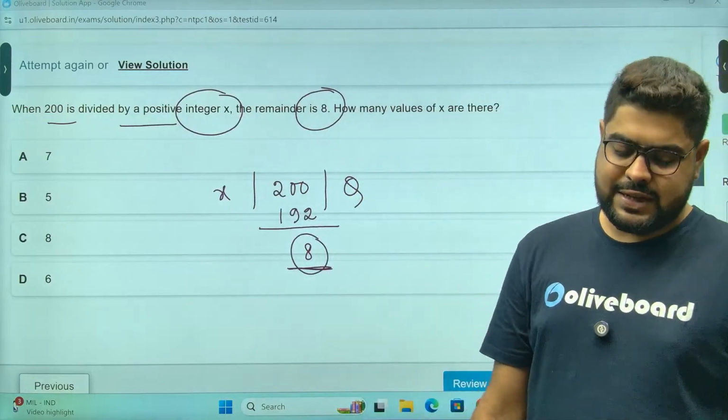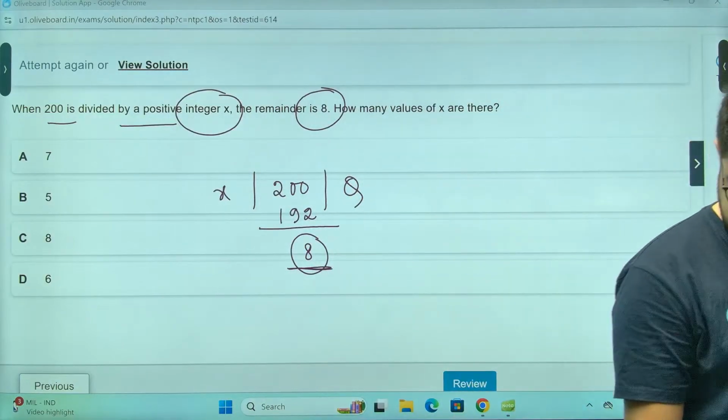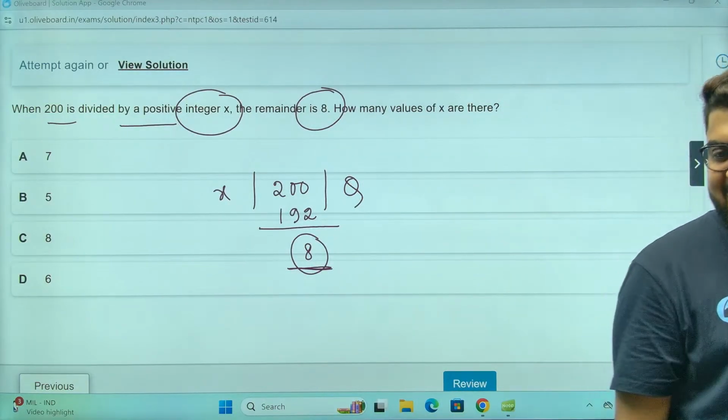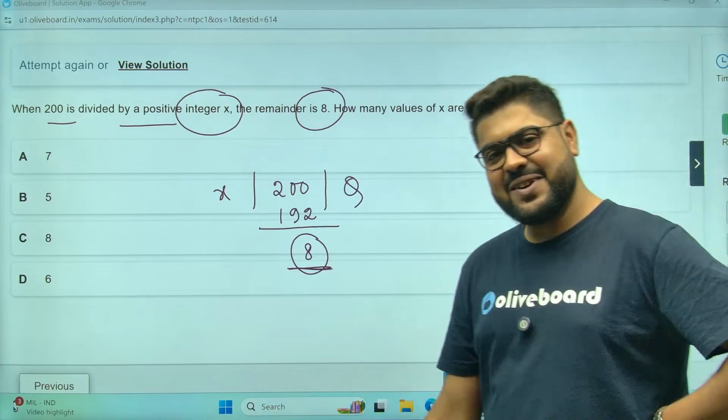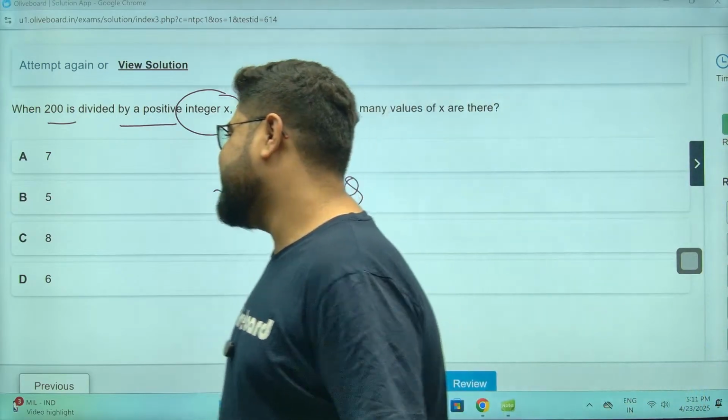Arghamita, good evening. Good evening, Arghamita. Long time no see. Good evening, Arghamita. Chalo, sir.